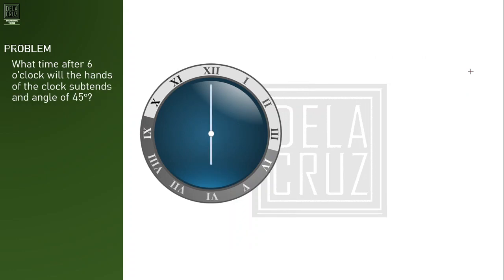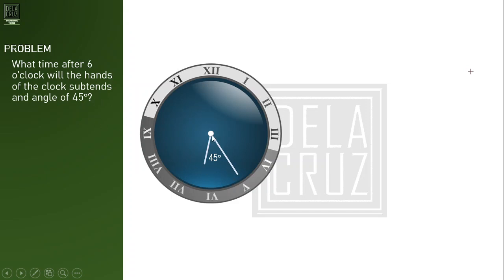Okay. What time after 6 o'clock will the hands of the clock subtend an angle of 45 degrees? Alright, so dito, specific yung problem natin that they subtends 45 degrees with each other. So yung 6 o'clock mark natin is in this form. Then nag-move siya dito in that way. So that the angle between them is 45 degrees. Actually, dapat specific yung problem. 45 degrees for the first time. No? Dapat for the first time yan.